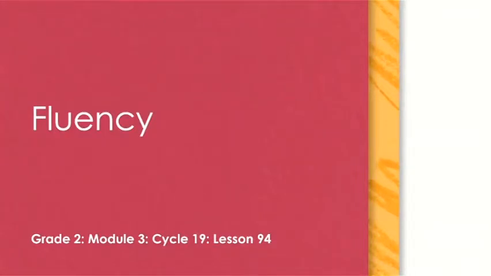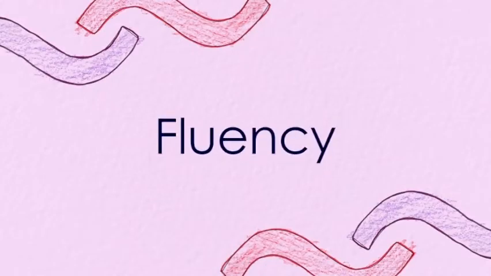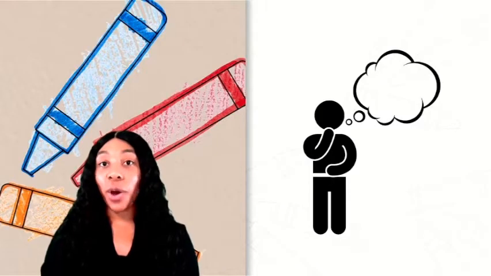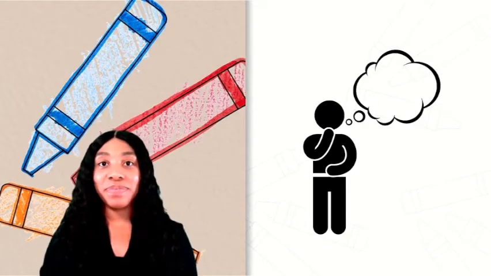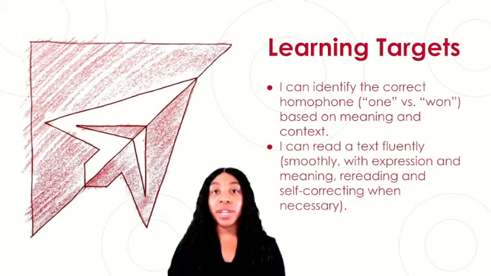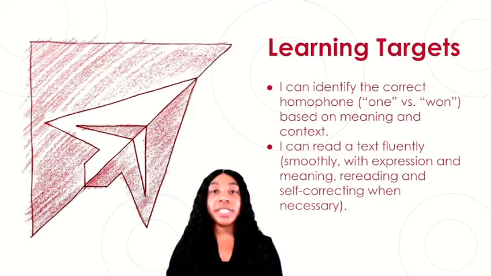We will be practicing fluency during this lesson. Fluency. Go ahead and put your thinking cap on. Ready? We have 2 new learning targets for today. Please follow along with me as I read them. Our first learning target says, I can identify the correct homophone, won versus one, based on meaning and context. Our second learning target says, I can read a text fluently, smoothly, with expression and meaning, rereading and self-correcting when necessary.